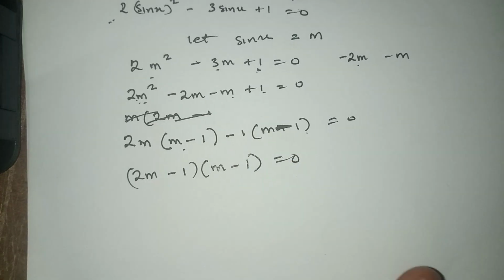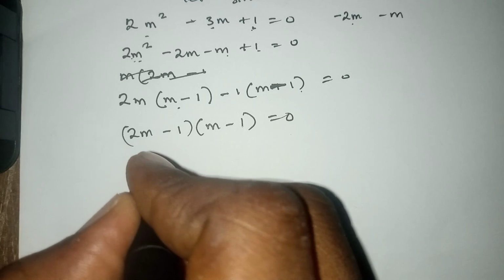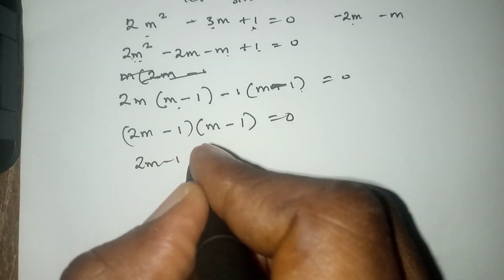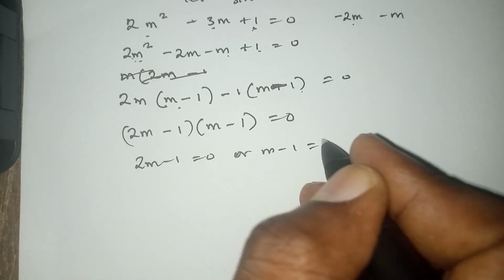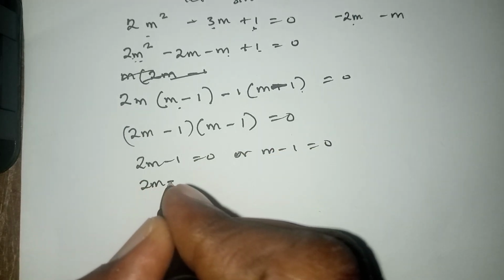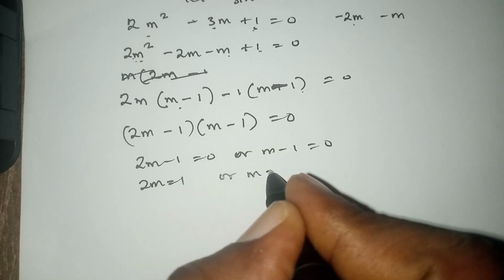So 2m minus 1 equals 0, or m minus 1 equals 0. So 2m equals 1, or m equals 1.